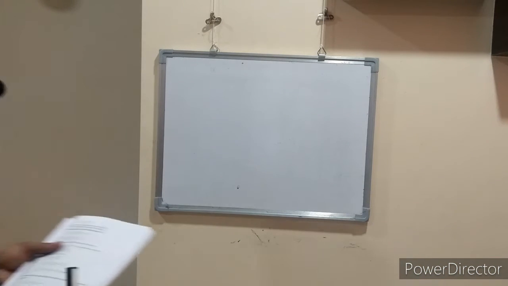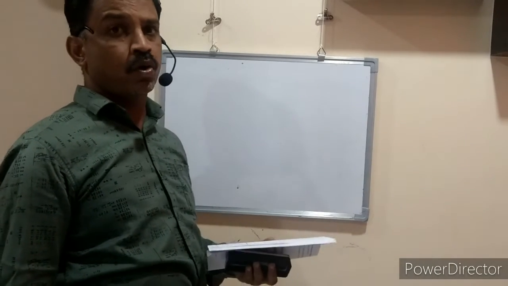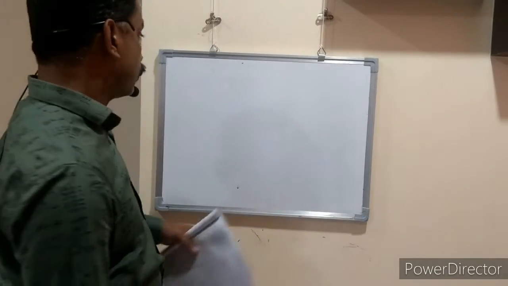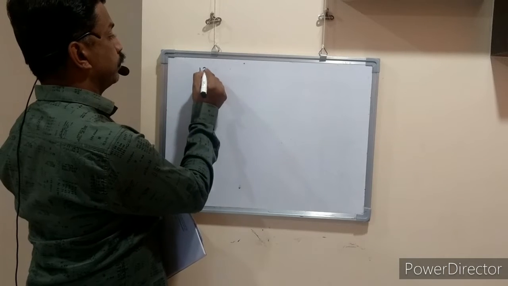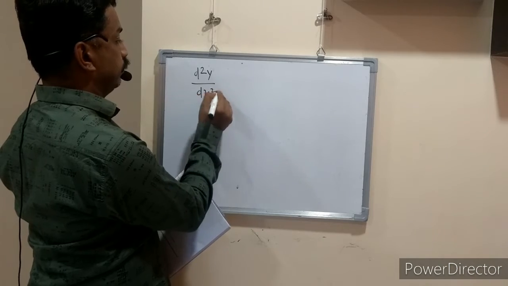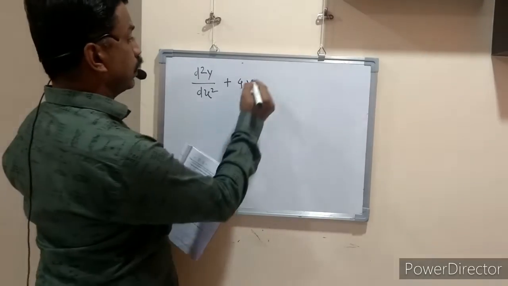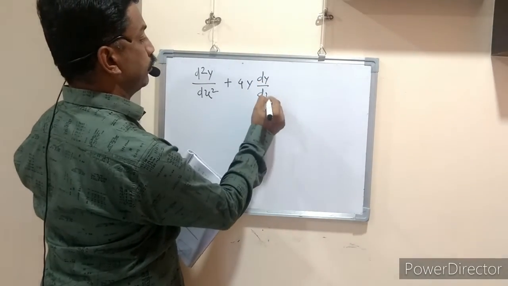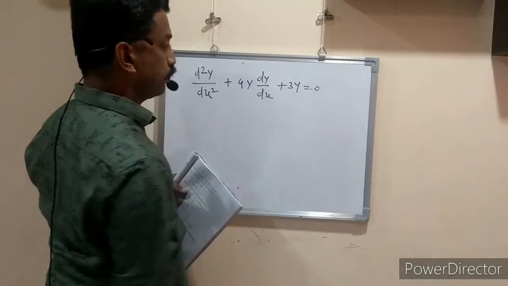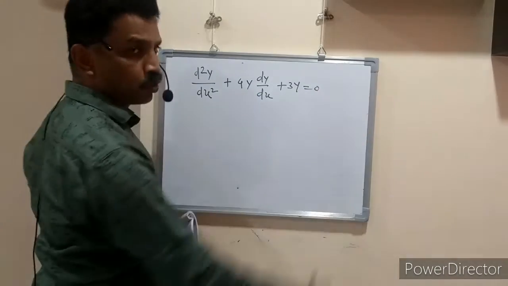Hello friends, now we see whether the following equations are linear or non-linear and homogeneous or inhomogeneous. So first we write the equation d2y by dx square plus 4y dy by dx plus 3y equal to 0. Now is this linear or non-linear, homogeneous or non-homogeneous?